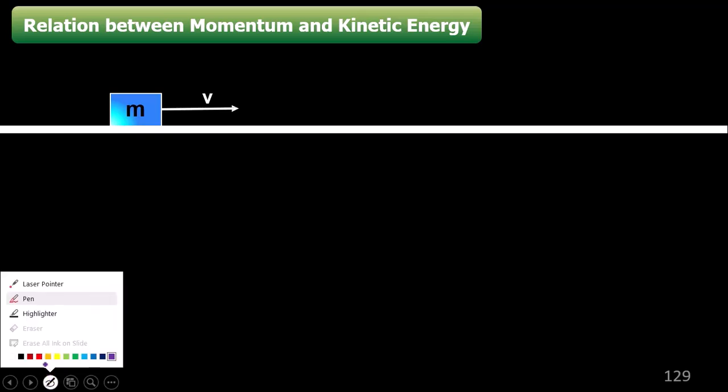Now we relate momentum and kinetic energy. From Newton's laws of motion, we know momentum is a vector quantity, written as p equals m into v.